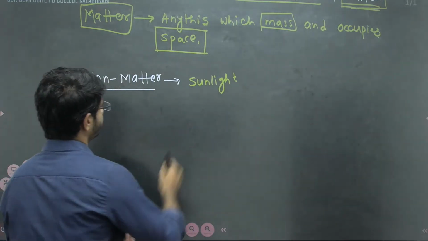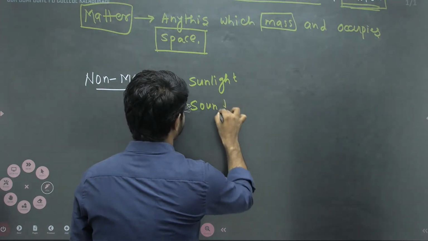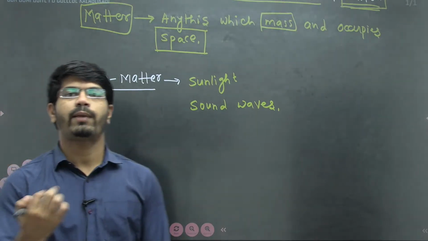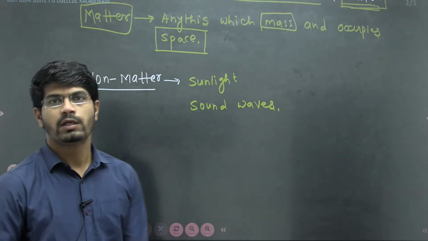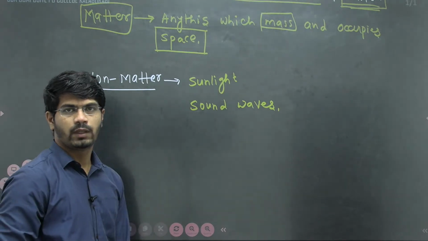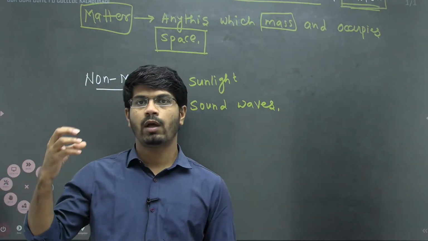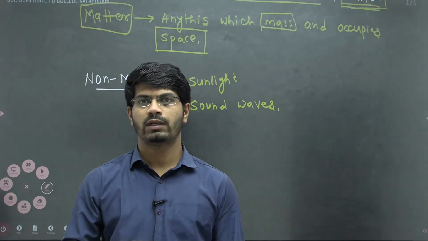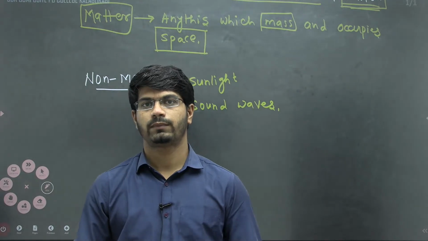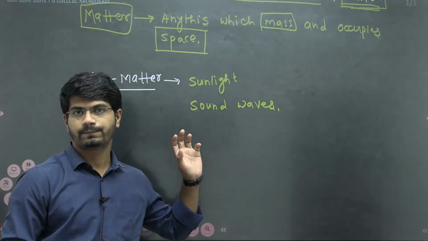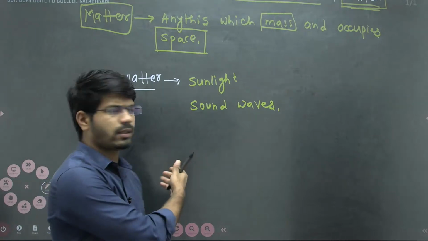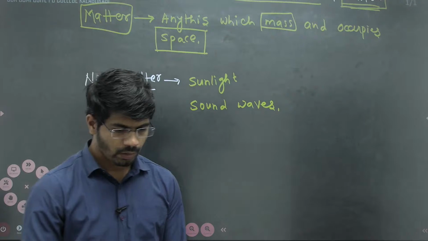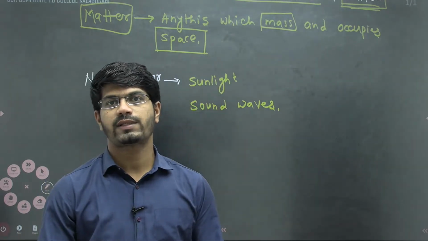Similarly, sound waves. So you may get a question like, among the following which is not a matter? You may get the example of sunlight, sound waves. We can hear the sound, but we cannot see or store those waves. We never see waves coming towards us. So these are the examples of non-matter. There are some more examples you can go through, but we have very few examples of non-matter. The rest of all things present around us are matter.